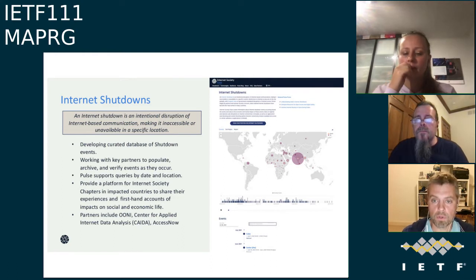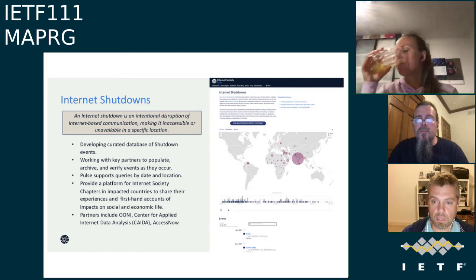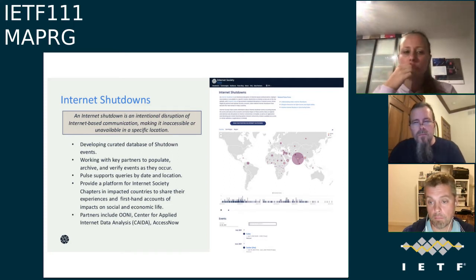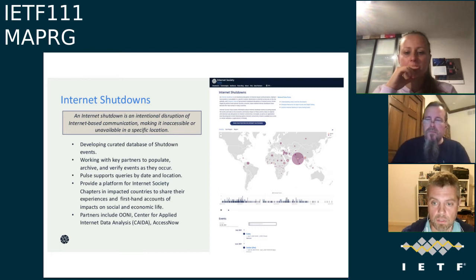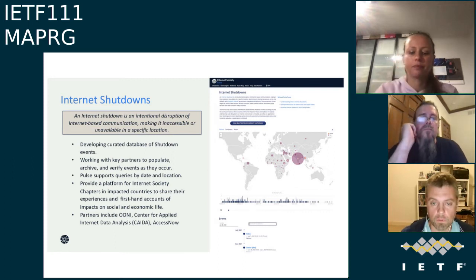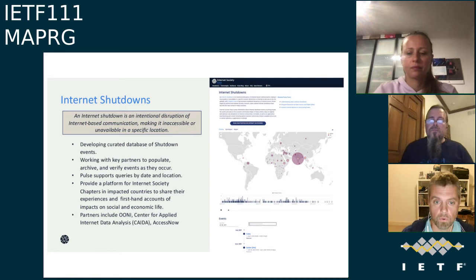Briefly, the focus areas are, as I mentioned, internet shutdowns, where we're trying to curate a database of shutdown-related events. On that page, you can see a map that shows some visualizations of the intensity in terms of the number and the duration of shutdown events and where they occur, how they look on a sort of timeline. You can search by the location, the type of shutdown, and so forth.